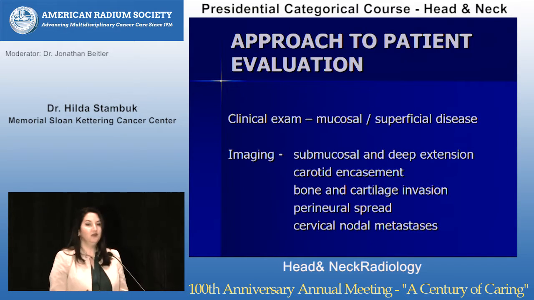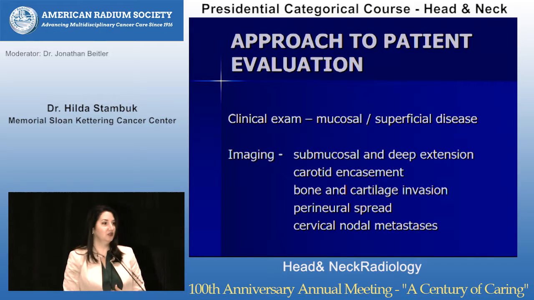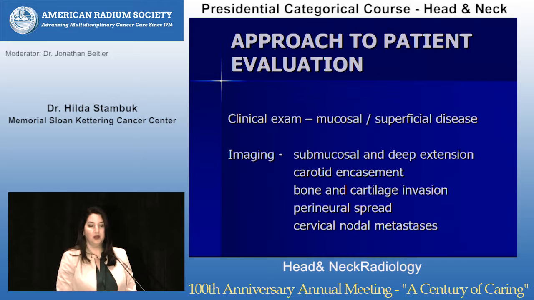I think most of you are aware, and as Dr. Liu also showed you, that mucosal disease is what you see on clinical examination. It is what we do not see well on imaging, so that's not the imager's job. If you see it mucosally, it's real. I'm going to miss it a lot of the times, but where I can help you is for the deep extent. As it goes submucosal, is there carotid encasement? Is it in the bone? Is there perineural spread? Are there sub-centimeter sized nodal metastases?